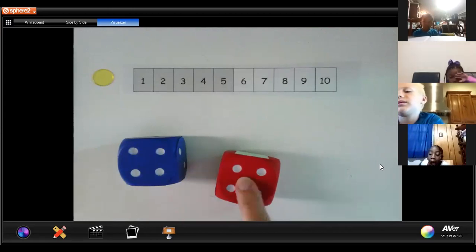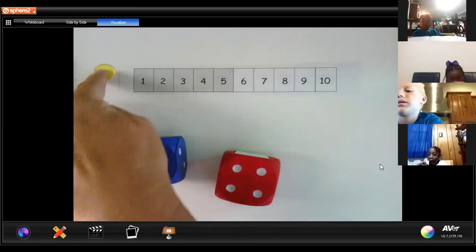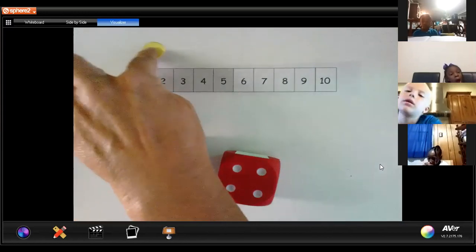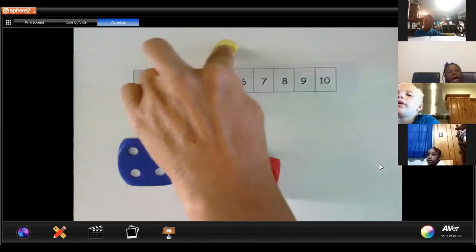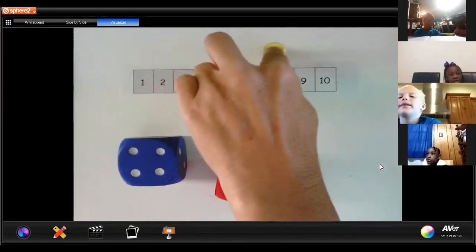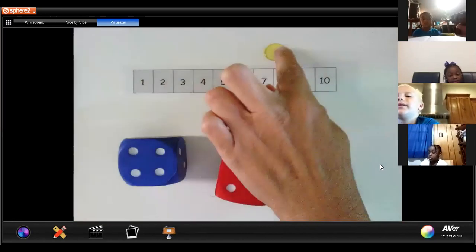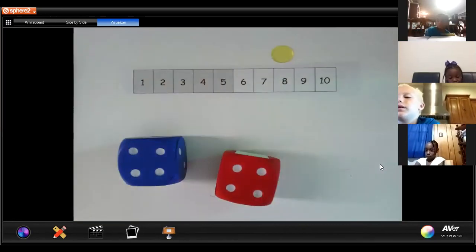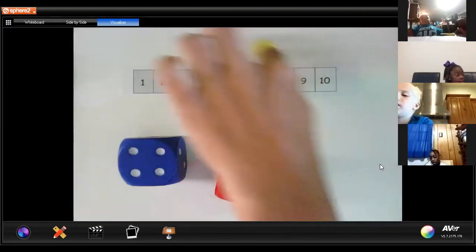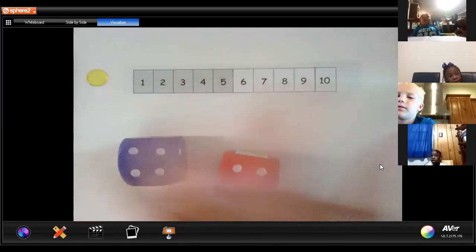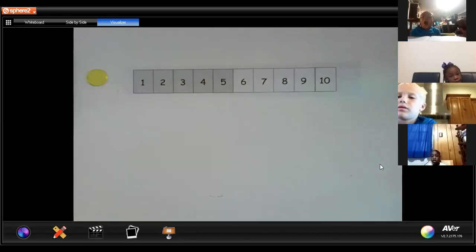8. So watch me. 1, 2, 3, 4, 5, 6, 7, 8. Did he hop 8 hops? What number is he on? 8. Very good. Now I'm going to go back. So when you count your dots, that's how many hops he makes.